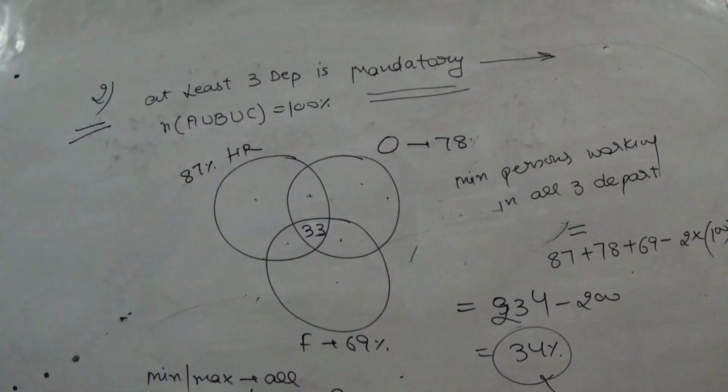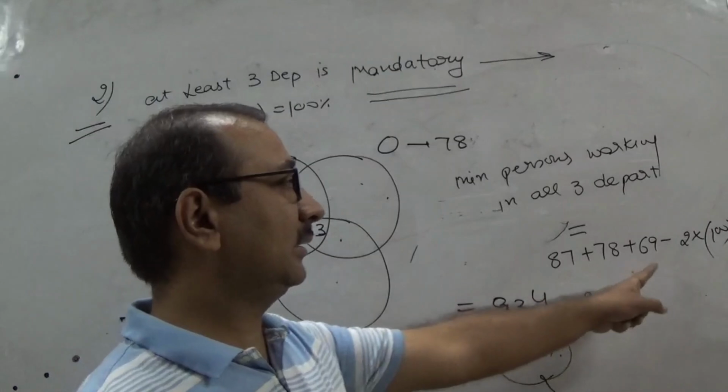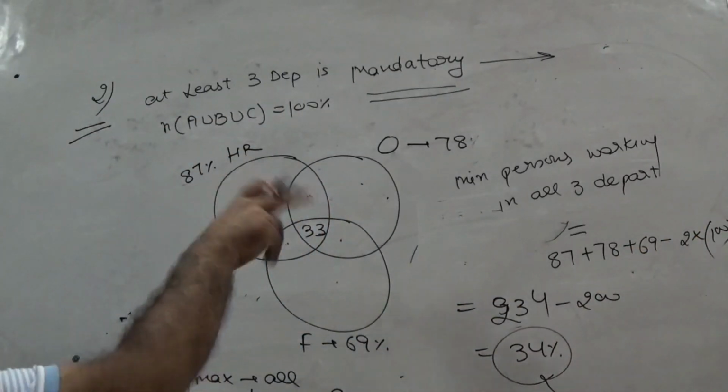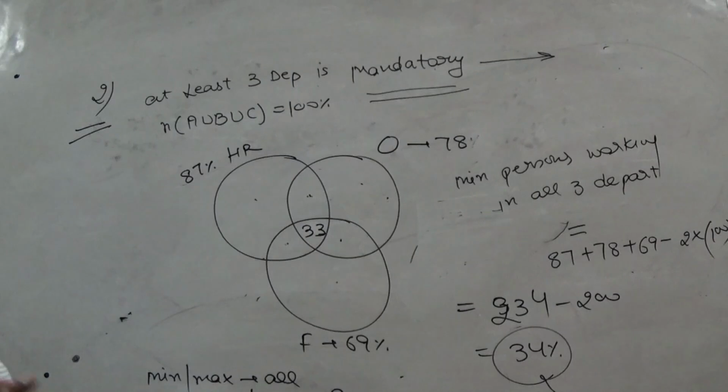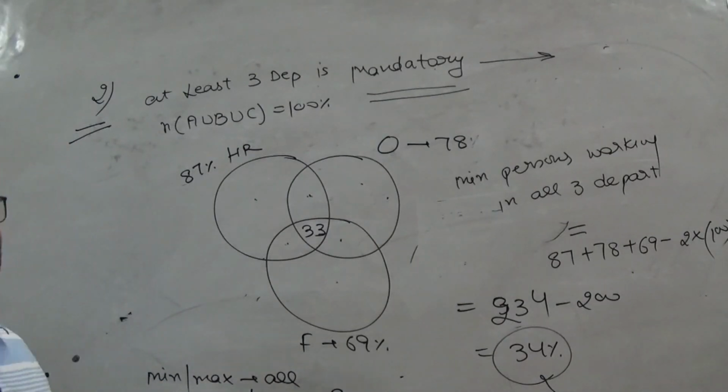In this statement, if instead of 3, 4 parameters are given, then the concept will remain the same. In place of 3, we take the 4 parameters minus 3 into 100. That means what I am supposed to do is add all of them minus one less than the number of parameters into n of A union B union C. So from here you can say your answer is equal to 34%.